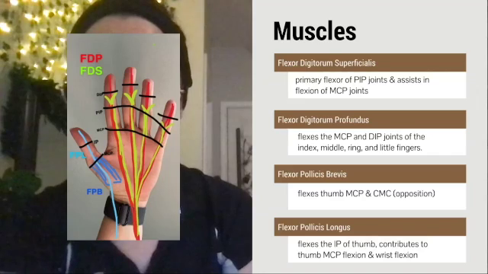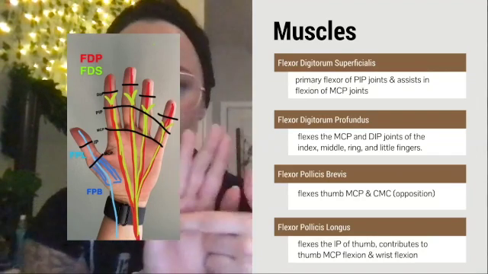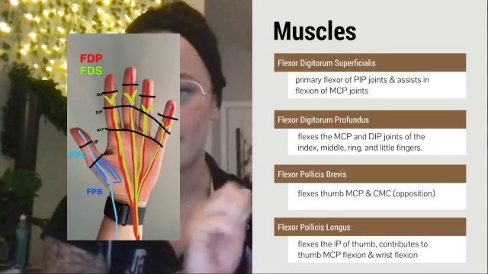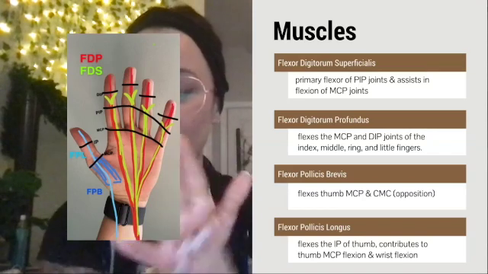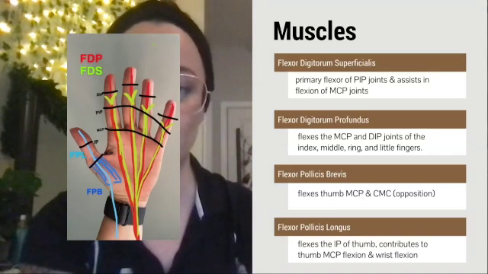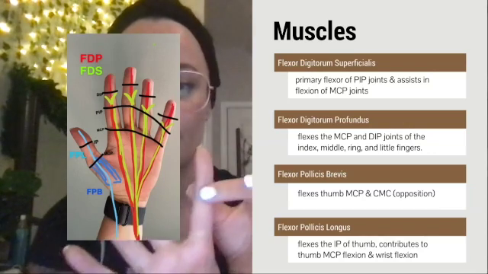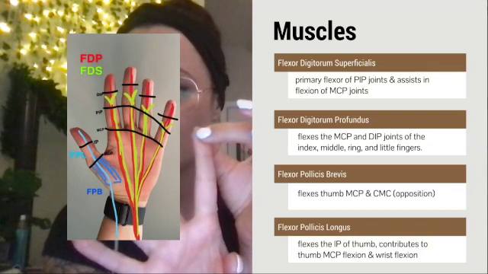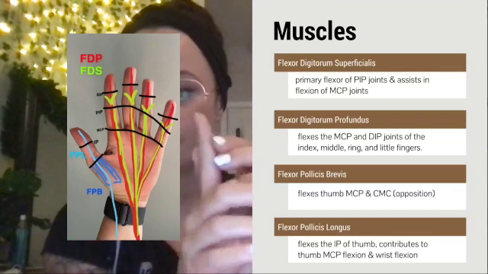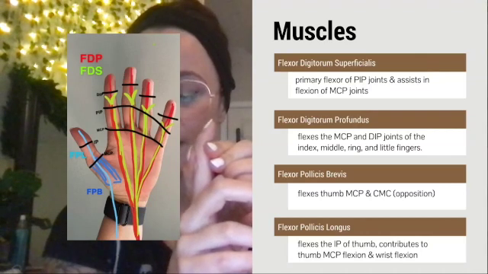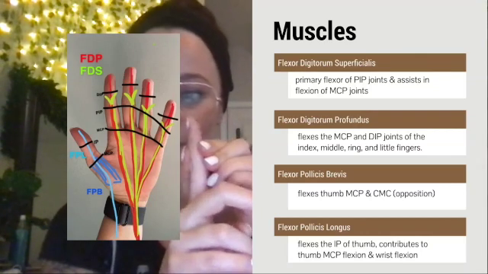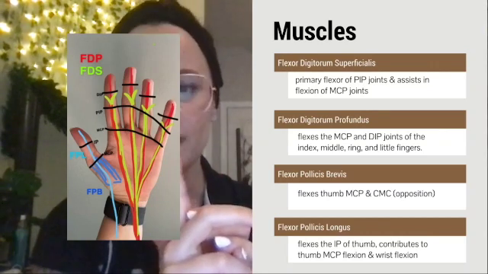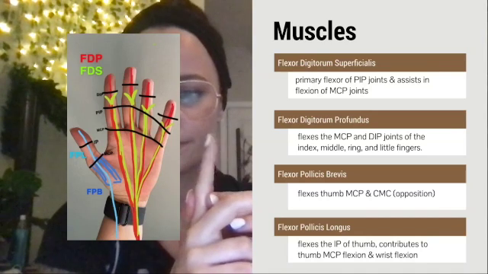The flexor digitorum profundus flexes the MCP and DIP joints of the index, middle, ring, and little fingers. As you can see in my picture here, the FDS is in green, and it only goes to the middle phalange. The FDP goes all the way to the end. So the FDP flexes the DIPs. As you can see, this is my FDP working right now. And then the FDS is the primary flexor of the PIP joints.